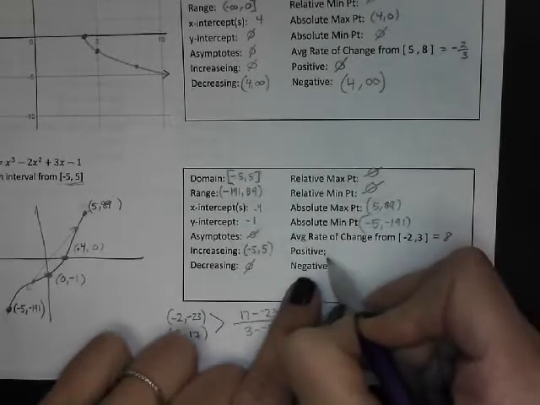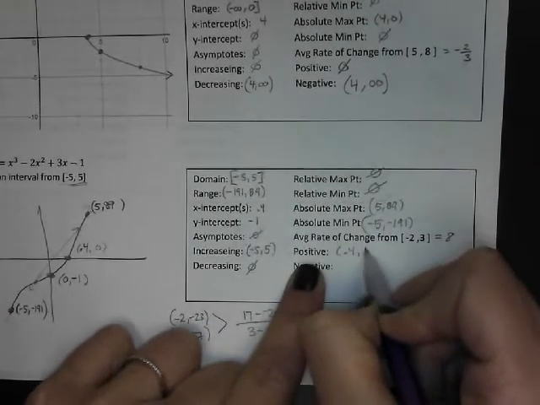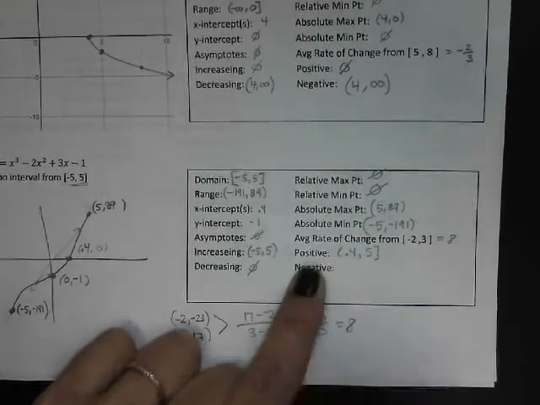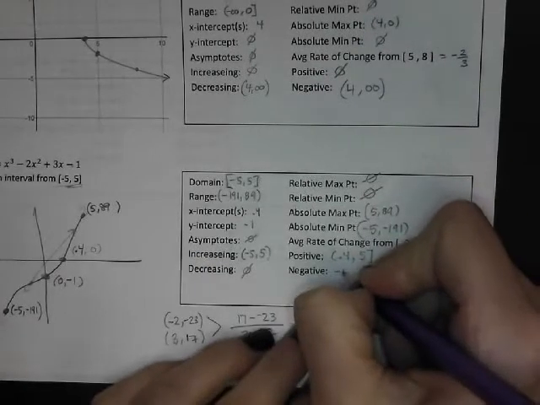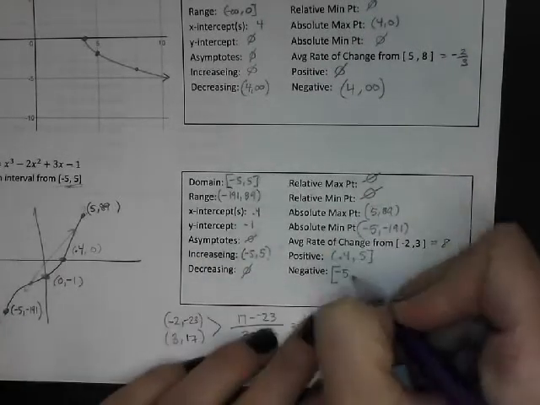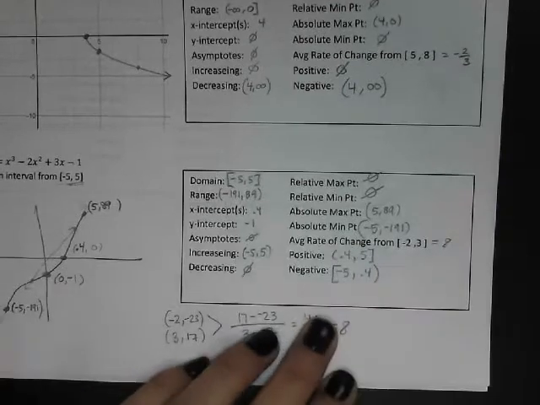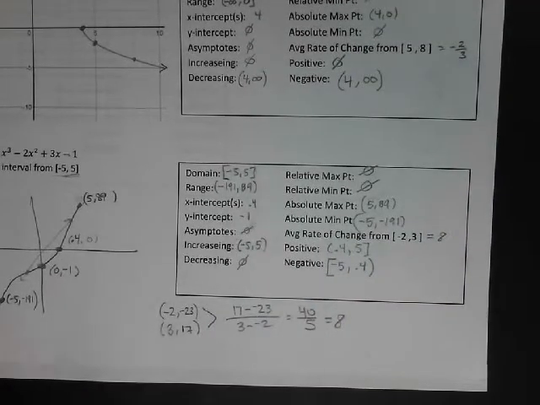The interval is positive from 0.4 all the way up to 5, and it is actually positive at 5. And it's negative, or below the x-axis, from -5 up to 0.4. It is negative at -5. It is not technically negative at 0.4, because 0.4 is a 0.